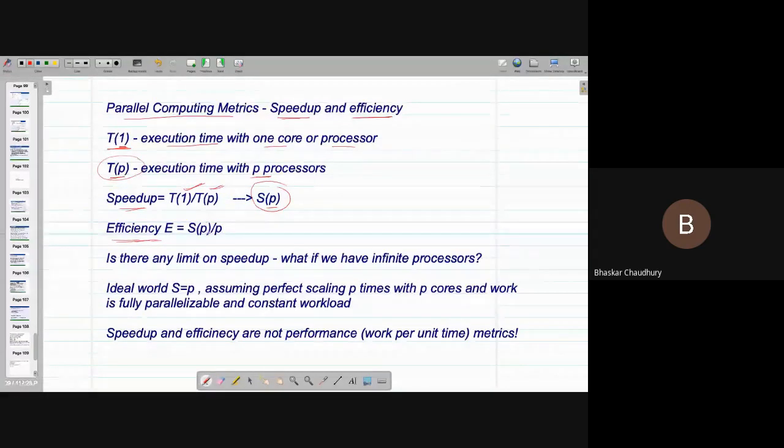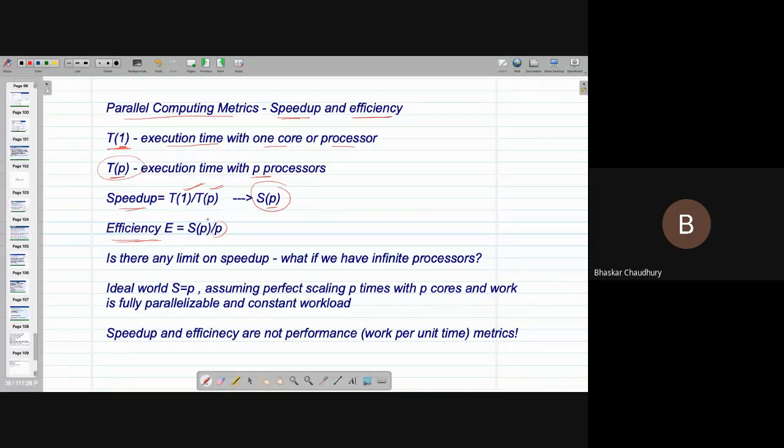I mean speed up divided by processors. So ideally, if you have P processors, you would like to have P speed up. That's the ideal situation. It is like if one worker takes 10 hours, 10 workers should take 1 hour. That's the ideal scenario. Now, the ideal scenario will happen only under certain circumstances.